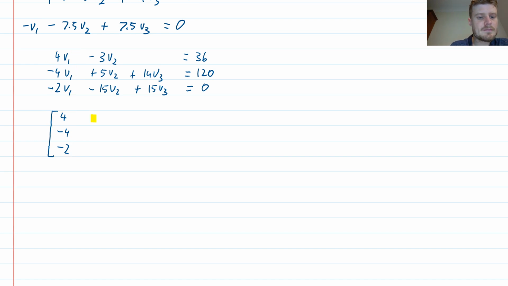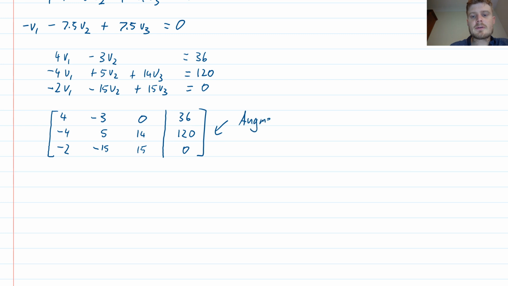Next, I can write down the coefficients for my v2. That's a minus 3, a plus 5, or I'll just write 5, and a minus 15. Then I have a 0, 14, and 15. I then draw a little line and put the numbers on the right-hand side. So that's 36, 120, and 0. This thing is called the augmented matrix form. It's a systematic, shorthand way of expressing all the information in a simultaneous system of equations.